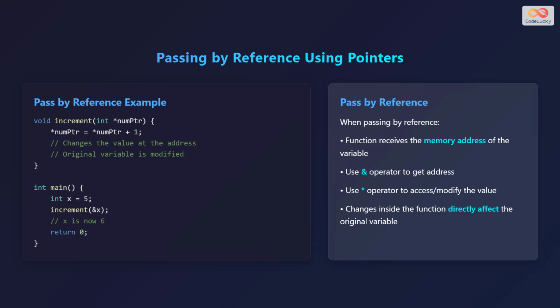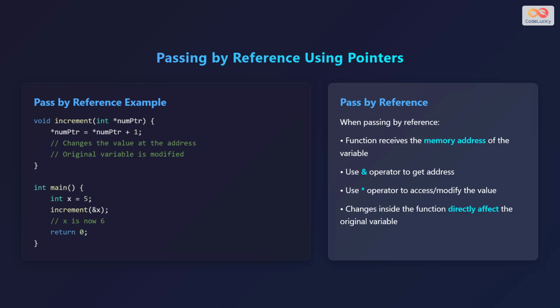In the main function, an integer x is initialized to 5. The increment function is called with the address of x, obtained using the ampersand operator. After the function call, x is now 6 because the function modified the value at its memory address.